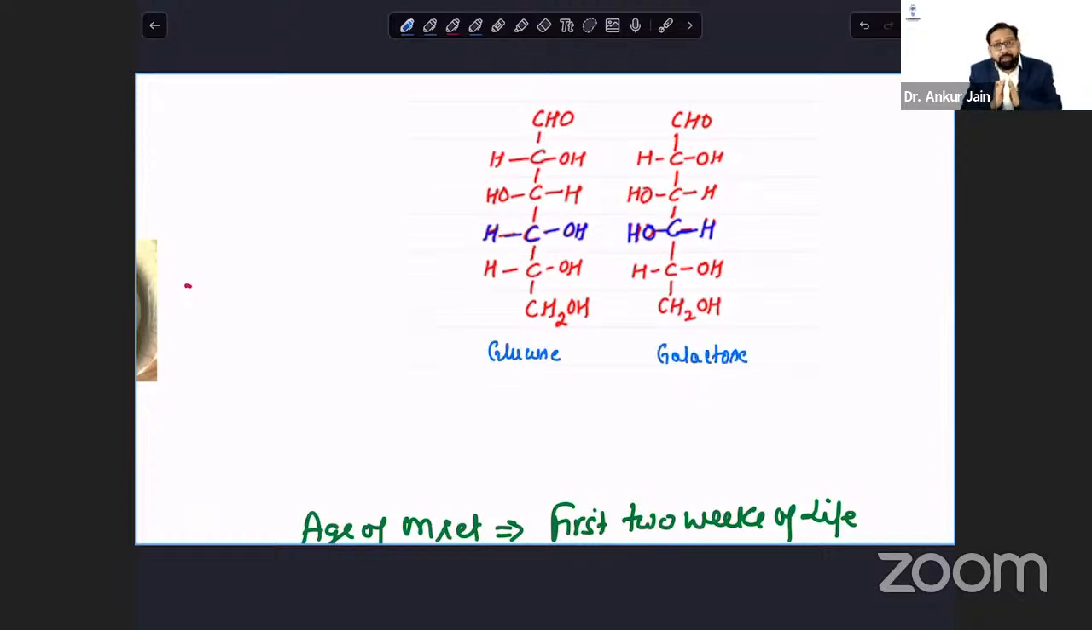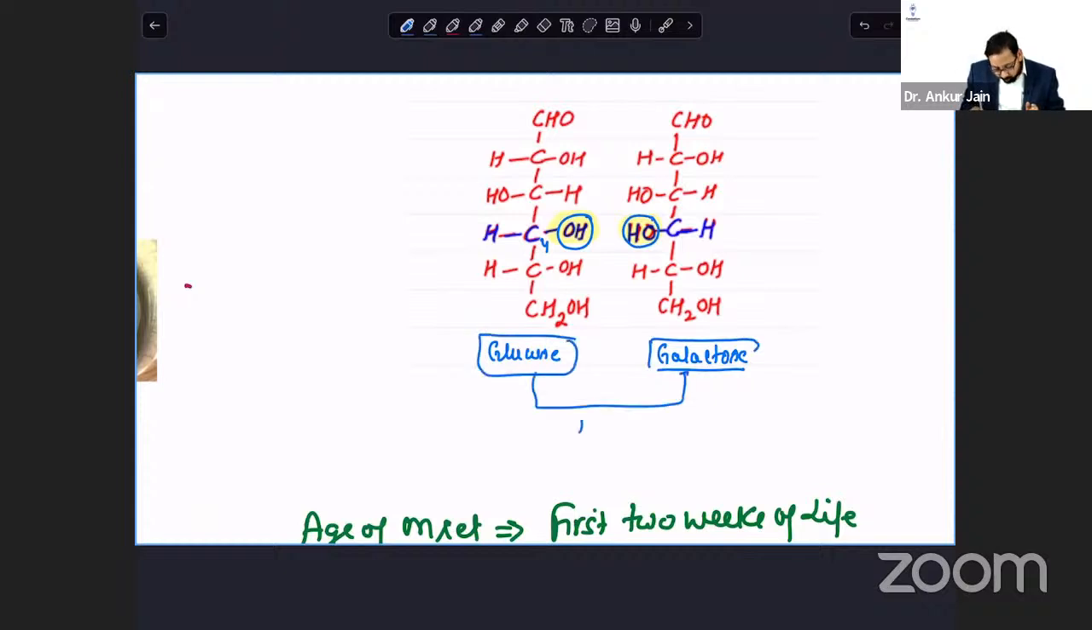The only difference between glucose and galactose is the OH orientation at C4. At carbon number 4, OH is on the right side. This is glucose. At carbon number 4, OH is on the left side. This is galactose. So they are epimers at carbon number 4. This question is asked directly and indirectly, and you must mention it in the enzyme also. I am going to tell you.